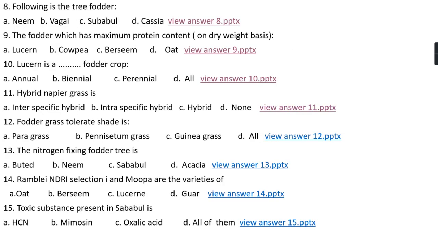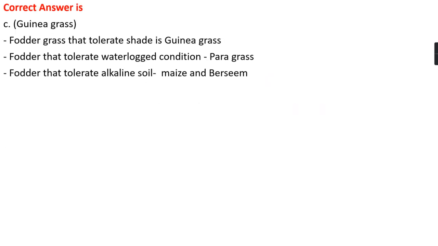Okay. Question number 12: Fodder grass that tolerates shade is option A para grass, option B Pennisetum grass, option C guinea grass, option D all. The right answer is option C, guinea grass. Fodder grass that tolerates shade condition is guinea grass. Fodder grass that tolerates waterlogged condition is para grass. And the fodder crops that tolerate alkaline soil condition are maize and berseem.